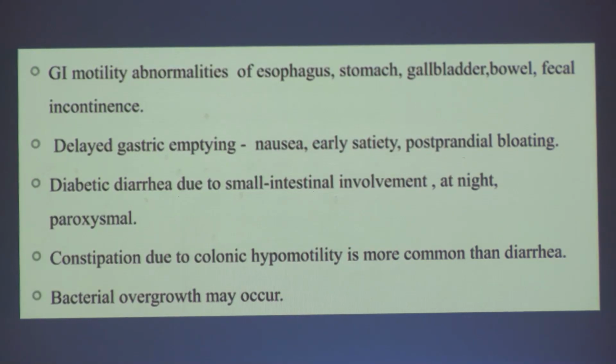Then the colonic atony. Colonic atony leads to constipation. In fact, constipation is much more prevalent compared to diarrhea. And lastly, bacterial overgrowth syndrome due to overall hypomotility of the gastrointestinal tract.